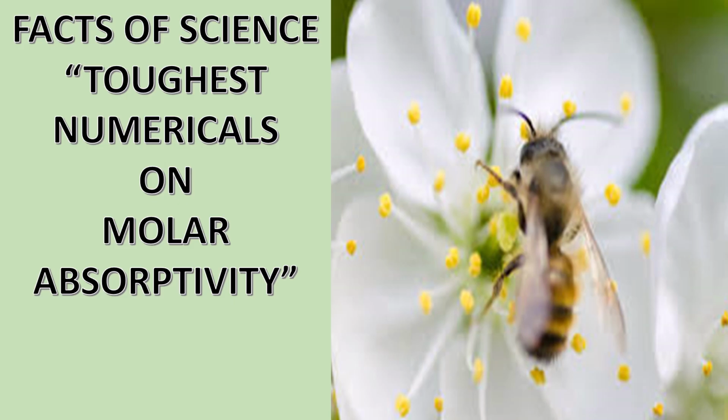The amount of light absorbed, that is absorbance, is directly proportional to path length. If we increase path length, absorbance increases. Similarly, absorbance is also directly proportional to concentration. If we increase concentration, absorbance will increase.